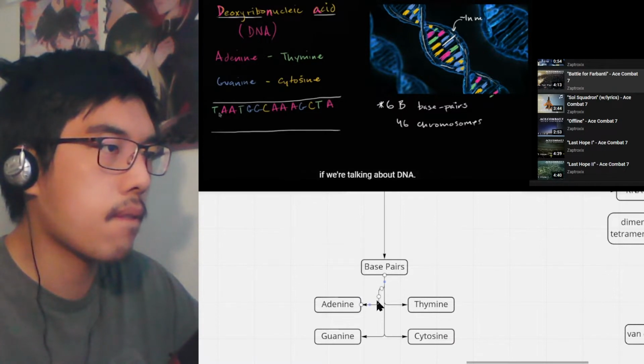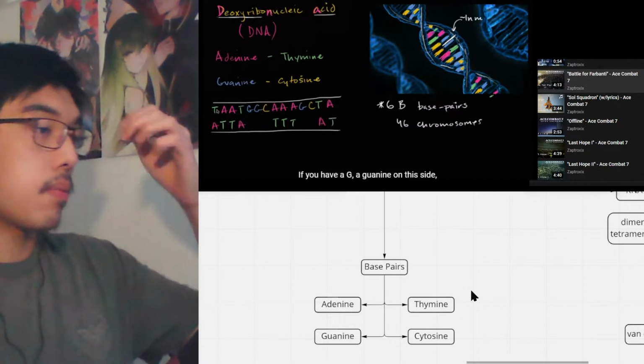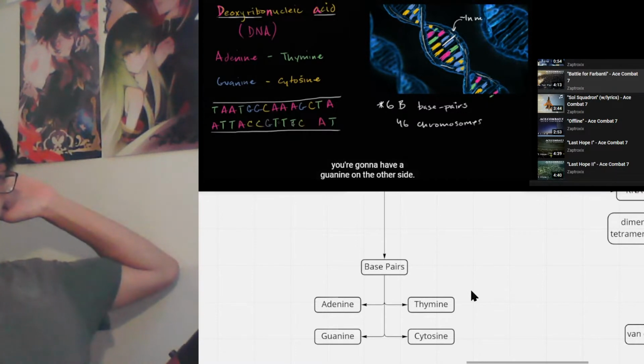Adenine always pairs with thymine if we're talking about DNA. So if you have an A there, you're gonna have a T on this end, T right over here, T right over there. If you have a T on that end, you're gonna have an A right over there. If you have a G, a guanine on this side, you're gonna have a cytosine on the other side. Cytosine. That is why they are base pairs.